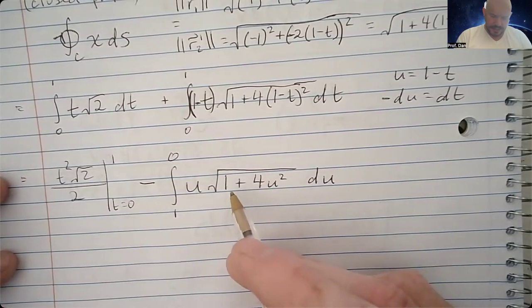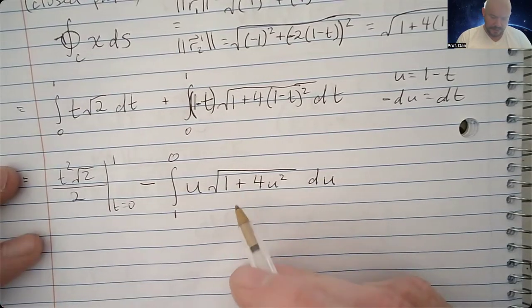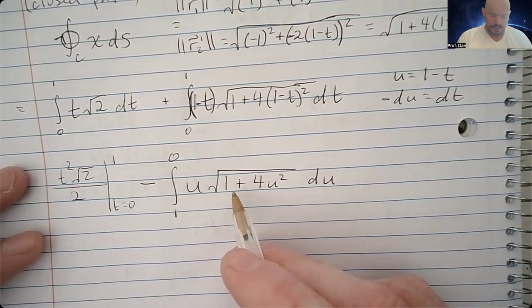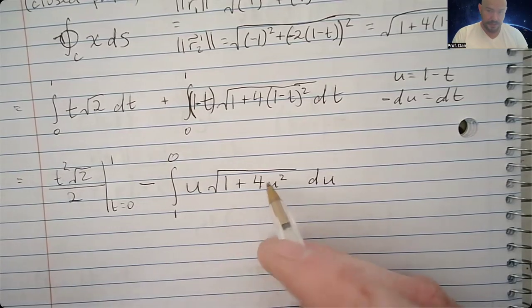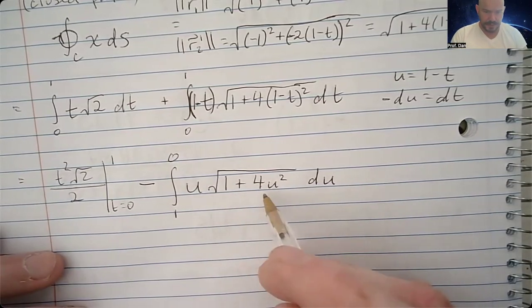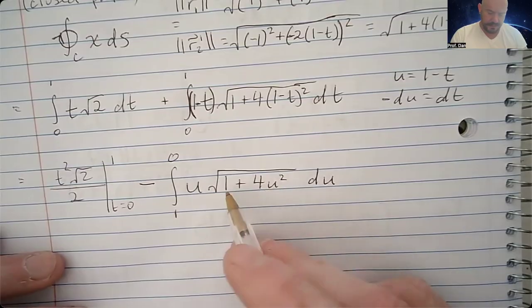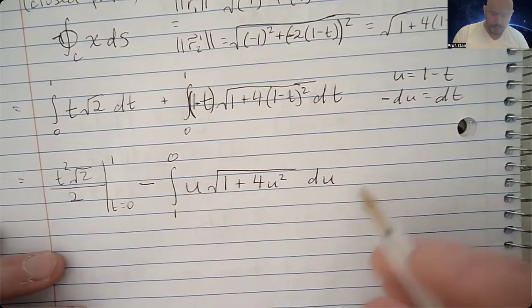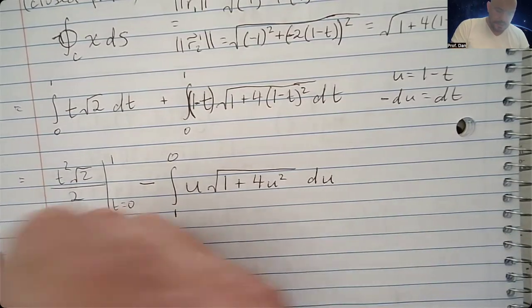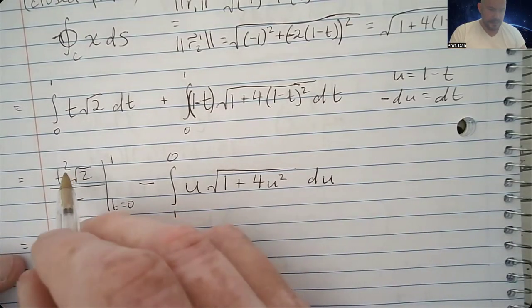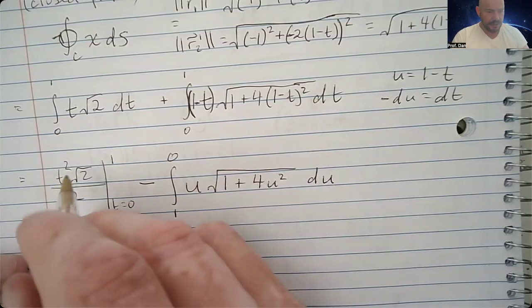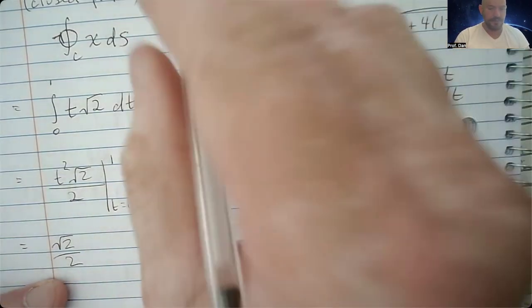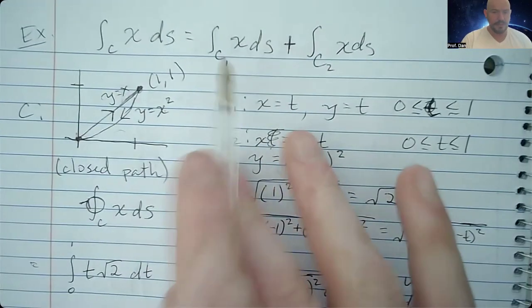Now that we've done that, we can actually do basically another u sub on this integral, because notice you have a quadratic in u inside the radical, and you have u outside the radical. So going back to this one, if I plug 1 in and subtract plugging 0 in, I get just the square root of 2 over 2. So that's what we get for the first path.